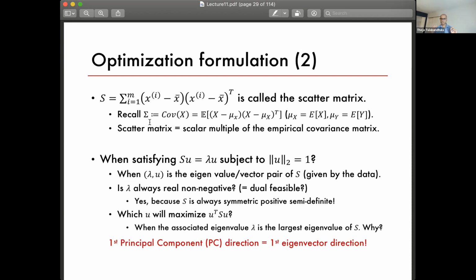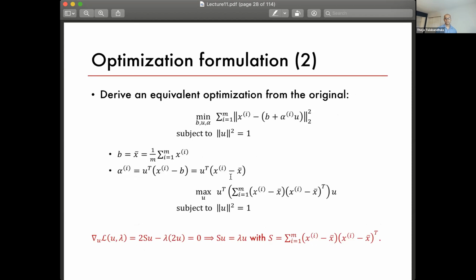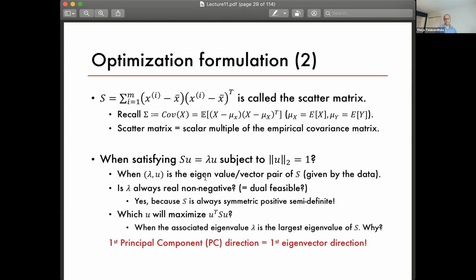Again, remember we wanted to project our points onto a line. So we want to find a u such that S of u is equal to lambda u. Right? Any u has to satisfy this equality. And we also know originally that u has to be a unit vector. So we want to find a u such that S u is equal to lambda u, and u is a unit vector.